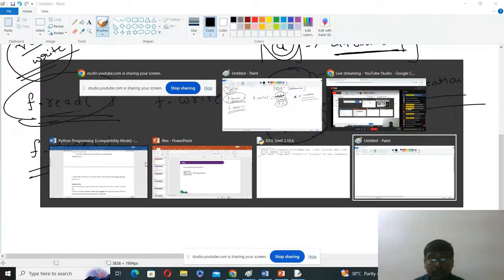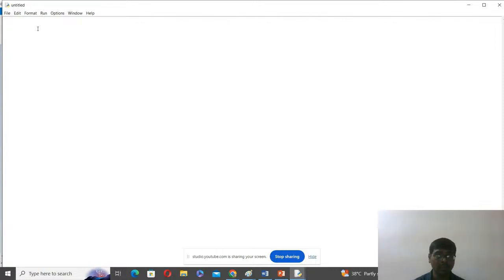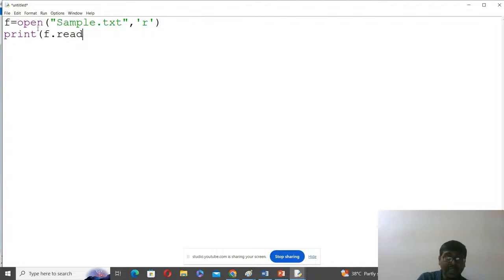Now create one file. For example, f is equal to open of sample.txt, comma, read mode. Remember, either single or double quotations, that is not a problem. Print f.read(). So f.read means we are reading the information from the file, and that needs to be displayed on your screen. That is the reason I call f.read in the print statement, or else assign it to some variable and then print the variable. Then f.close.